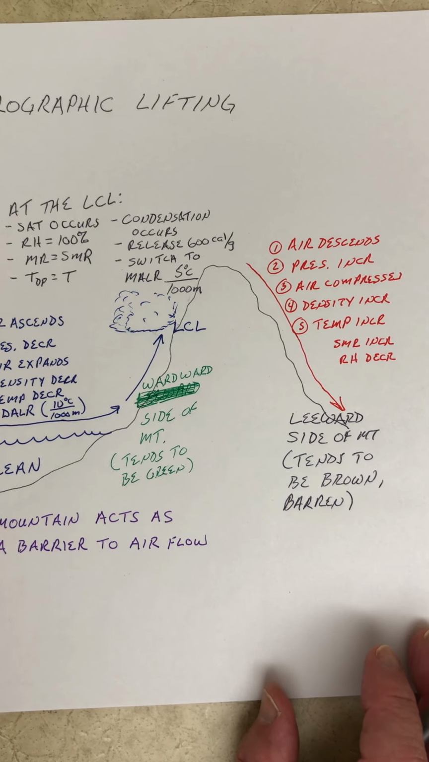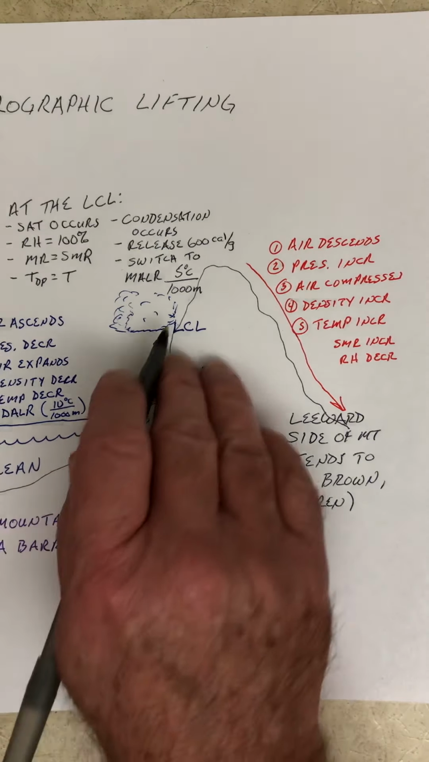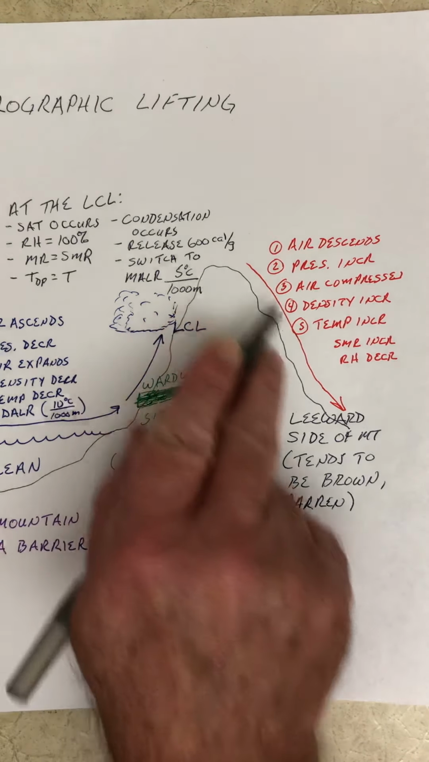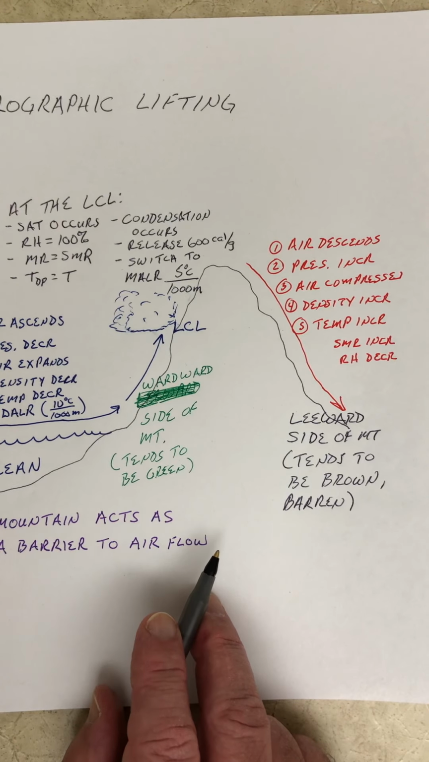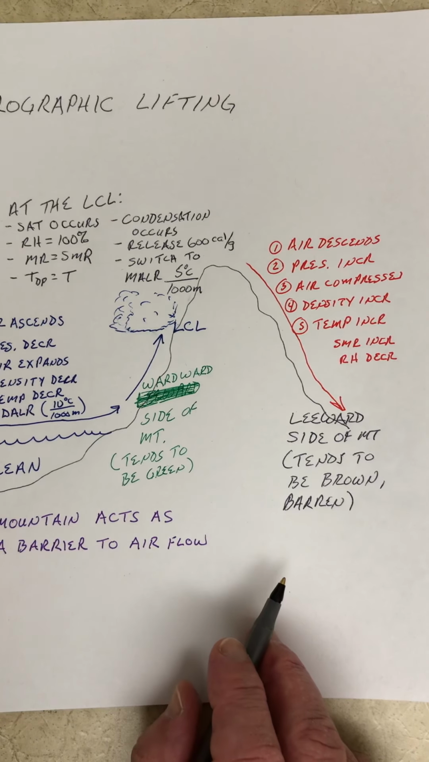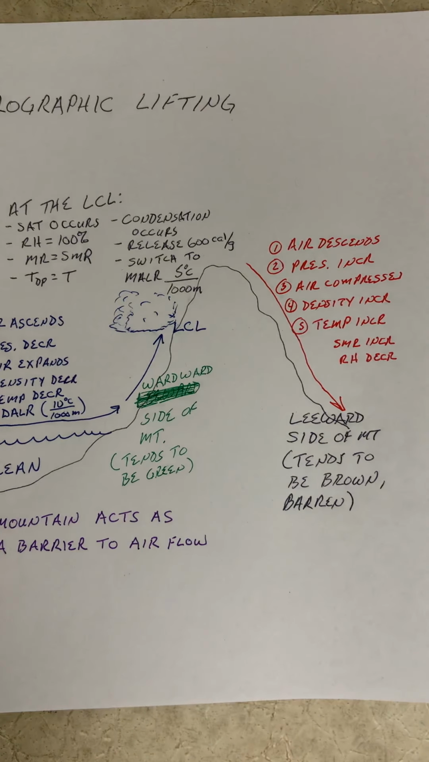So I apologize for the mislabeling here. The windward side is the green side. That's where the air is going up. The leeward side is where the air is coming down, and that's where you get compressional warming taking place, and as a result, pretty barren features on the leeward side. All right, coming up next is going to be frontal wedging.